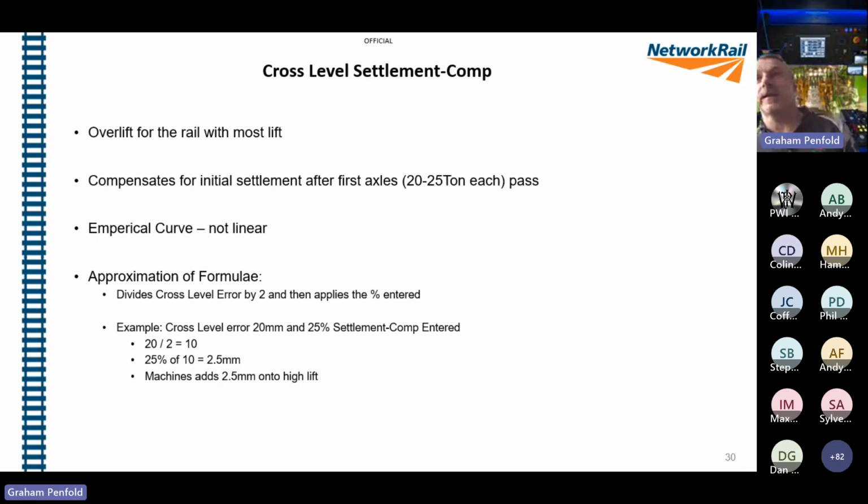So for instance, I've made these figures easy just for the sake of the presentation. If you've got a cross-level error of 20 millimeters and you went to 25 mil settlement comp, then half of your cross-level error is 10, and 25% of that 10 is 2.5 mil. So the machine will add 2.5 mil onto your lift on the high rail, if that makes sense. If I was to put 50% in, it would then put 50% of that 10 mil and it would add 5 mil. So it's a very clever piece of kit and it's designed to compensate for the initial settlement under axle loads on high rails.